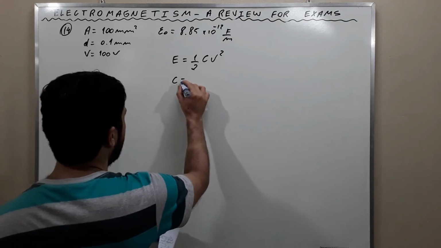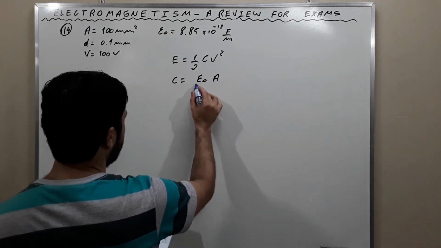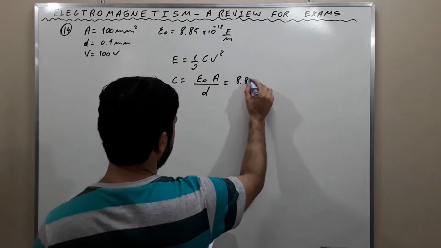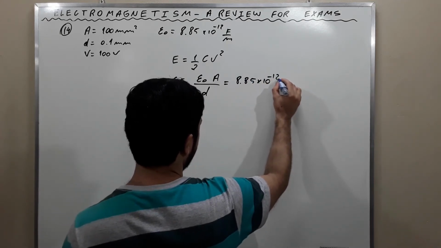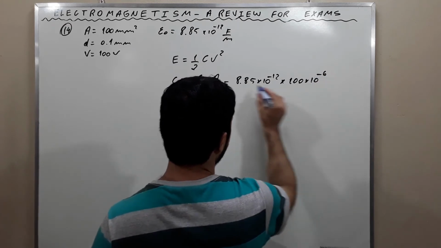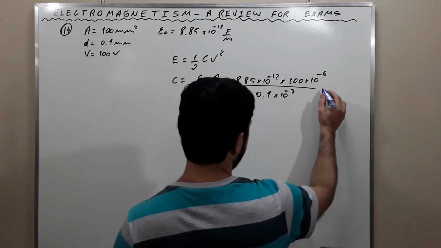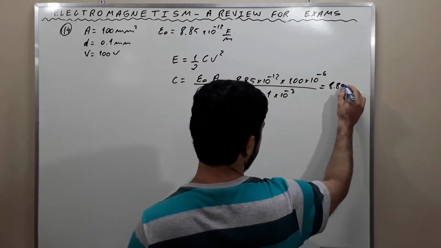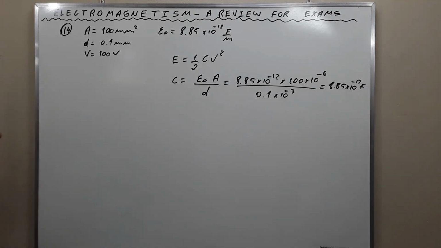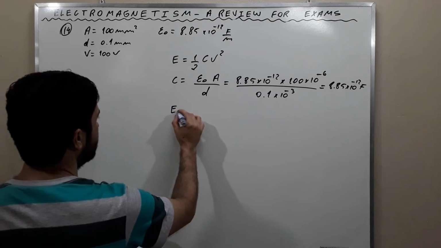and the capacitance can be calculated using the permittivity of space times the area divided by the separation, which is 8.85 times 10 to the minus 12 times 100 times 10 to the minus 6 divided by 0.1 times 10 to the minus 3, and this gives 8.85 times 10 to the negative 12 farads.